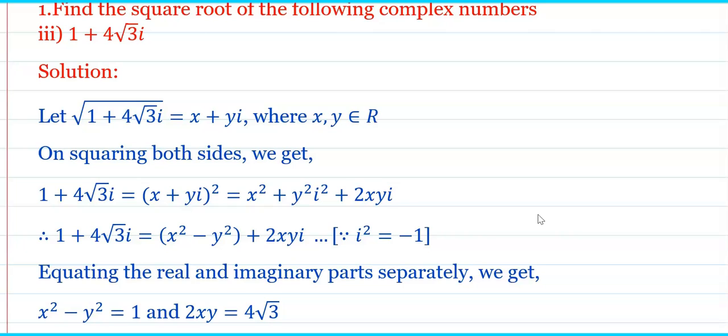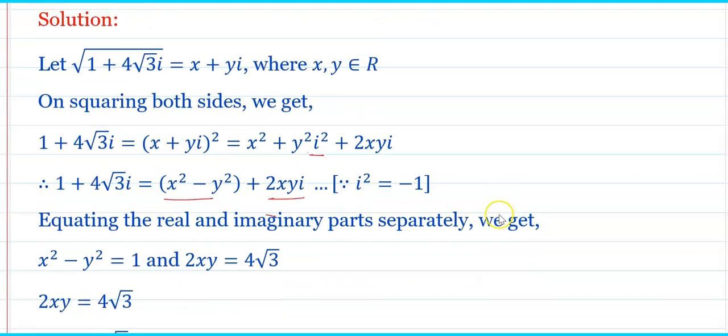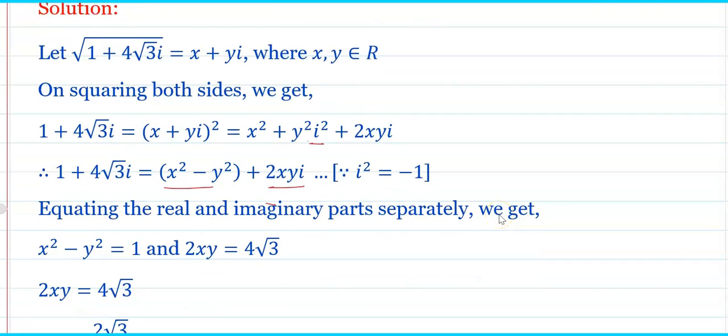मग पुन्हा x square plus i square y square plus middle term, that is a 2 times xy into i. Again the value of i square is minus 1. Therefore x square minus y square. This is the real part. And 2xyi. Okay, this is the imaginary part. Again equating real and imaginary part. Then you will get here separately x square minus y square is equals to इथे किती येणार? 1 येणार.